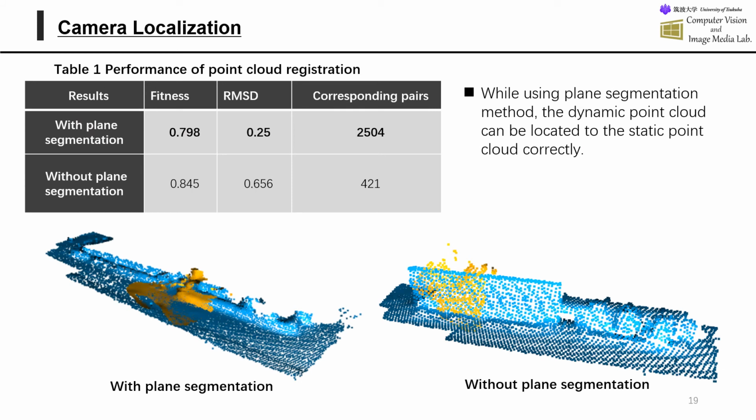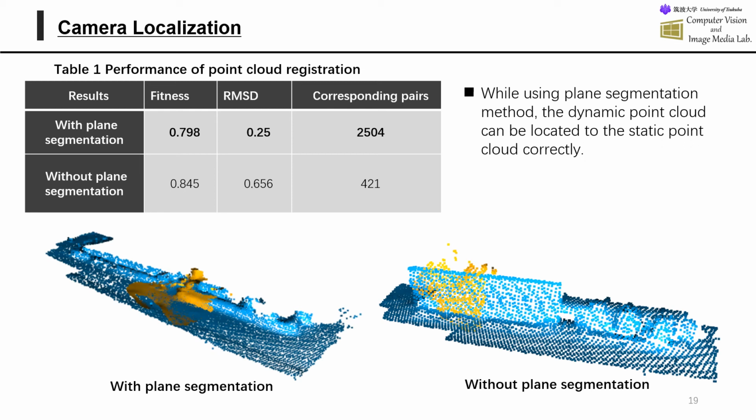To evaluate the registration result, we calculate the fitness, RMSD, and the number of corresponding point pairs. Fitness calculates the overlap area as the ratio of correspondence between interior points and the number of target points, which is higher the better for registration results. In the point cloud registration with plane segmentation, the fitness is smaller than the point cloud registration without plane segmentation. However, the RMSD and the corresponding pairs are much better than the point cloud registration without plane segmentation.